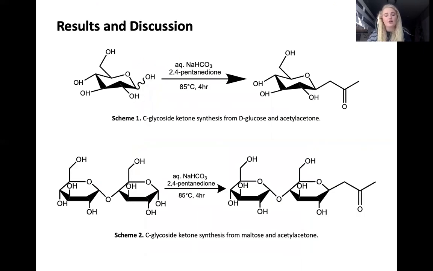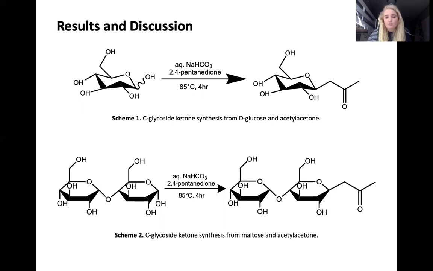So to get started on my research, these first two reaction schemes are for carbohydrate head groups. The first carbohydrate used was D-glucose, and the synthesis was sodium bicarbonate and 2,4-pentanedione, and this synthesis results in a C-glycoside ketone. The ketone is a group with an oxygen double bonded to a carbon, as you can see at the very end of the resulting molecules.